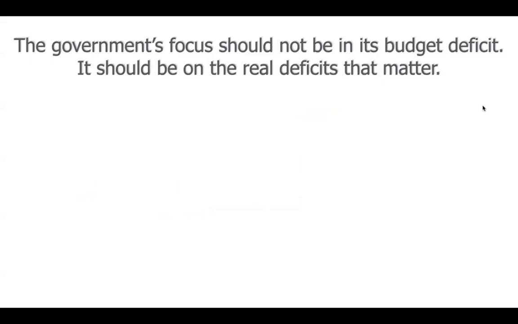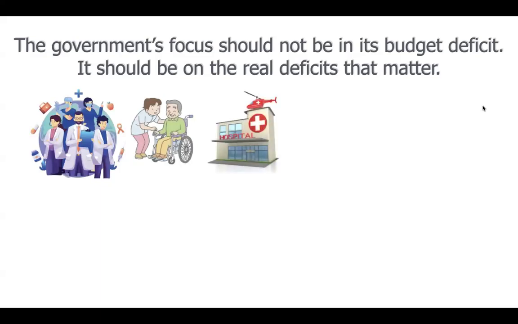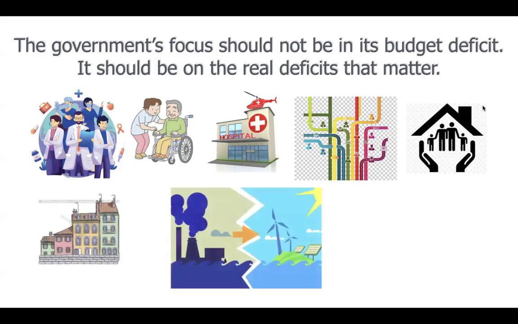So what should we be asking the government to do? Instead of the government focusing on its budget deficit, and of course we were the people asking questions about the budget deficit and how we're going to pay for everything, it should actually be on the real deficits that matter. Now there are deficits in healthcare of the nation, with too few medically qualified personnel, too few qualified care workers to care for the elderly and chronically ill. There's a deficit in hospitals and clinics that are fit for purpose in the 21st century.